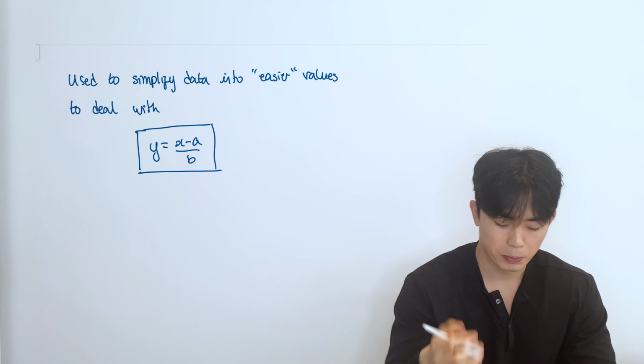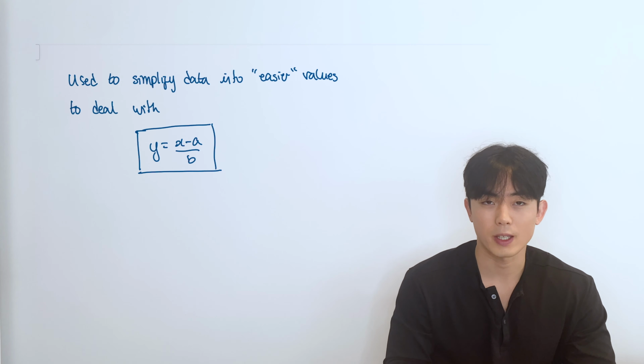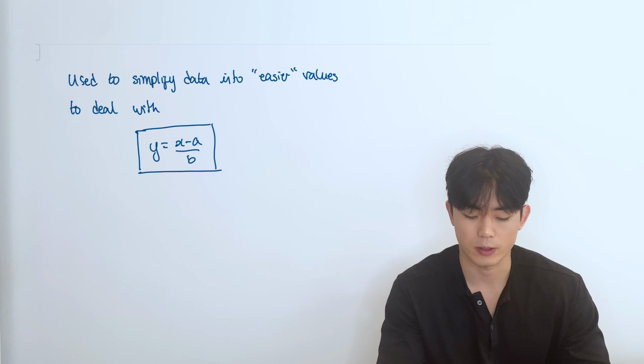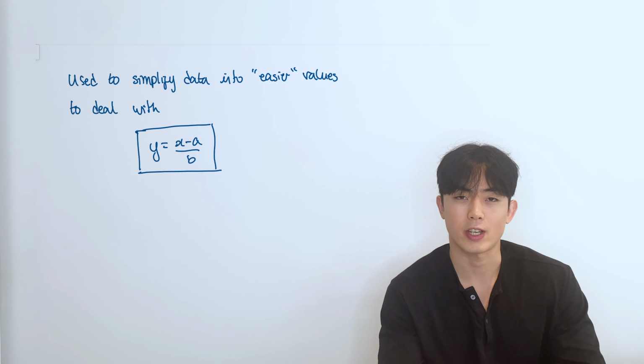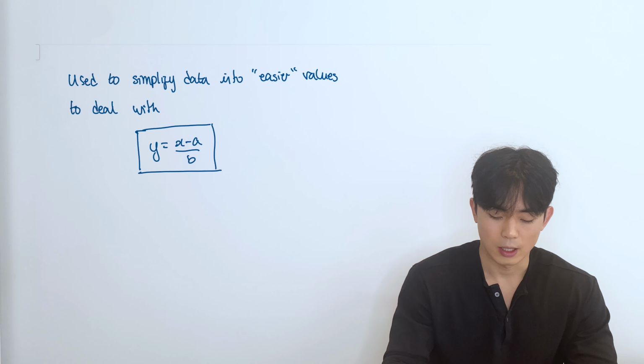And so the code will be, they'll give you the code, so it'll be in the form like y is x minus a over b. A and b are just some values here. And so what we're going to do is use this code to change the more difficult values into easier values for us to deal with, right?